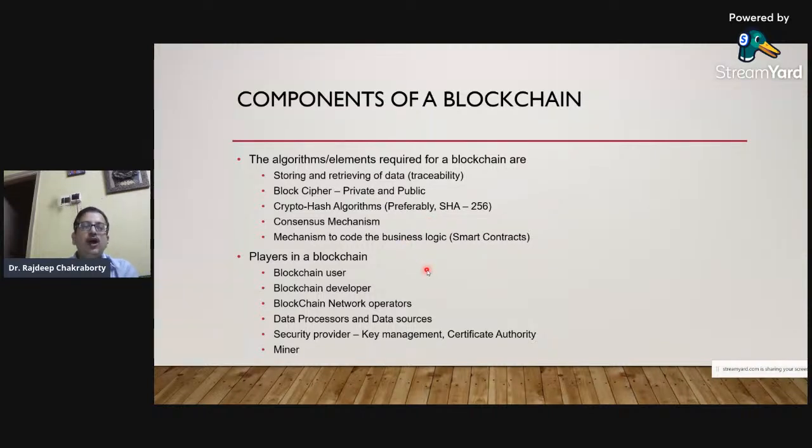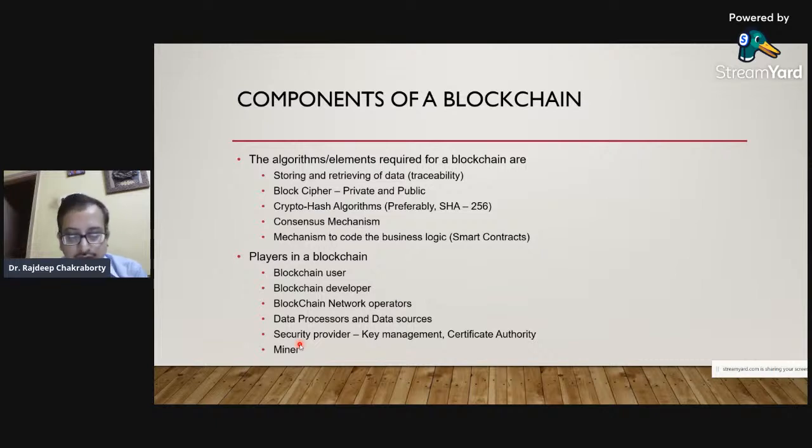Now, what are the players in blockchain? First is the blockchain user, who is using the blockchain. Suppose I am purchasing or selling a Bitcoin, then I am a blockchain user. Blockchain developers are hardcore programmers who develop the blockchain. Obviously, blockchains are network based, so there exists a network operator which maintains the blockchain. Data processing and data sources are other players, and security providers, that is key management, certificates, all these things. And finally, the most important player is the miner, who validates a blockchain based on the consensus mechanism of that blockchain.